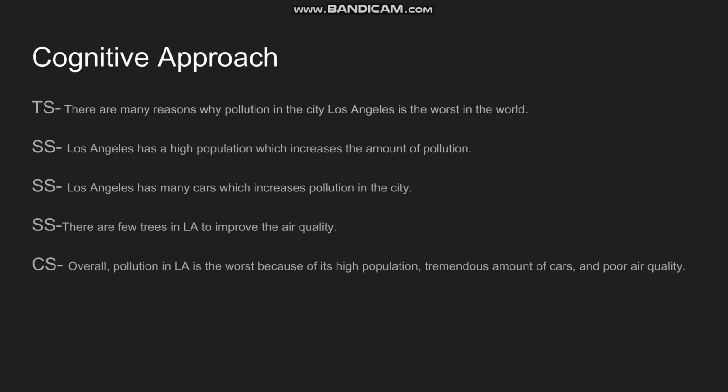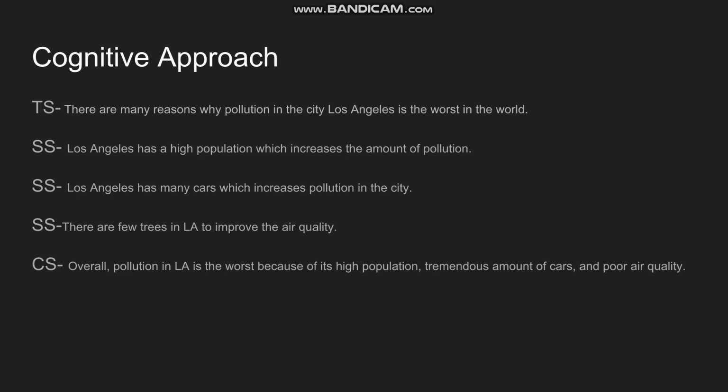So pollution again. What's another supporting sentence about LA and pollution being the worst in the world? LA has a lot of cars. So I'm going to write, Los Angeles has many cars which increases pollution in the city. And then I need one more thing to fill it. What is another filler? I don't think LA has a lot of trees. So I'm going to write, there are few trees in LA to improve the air quality.